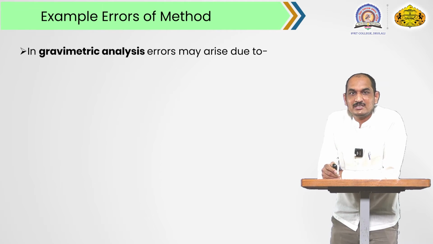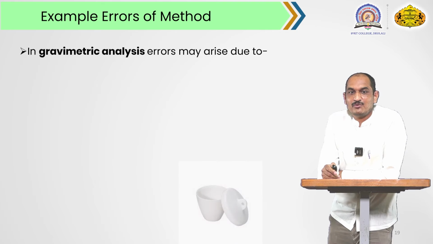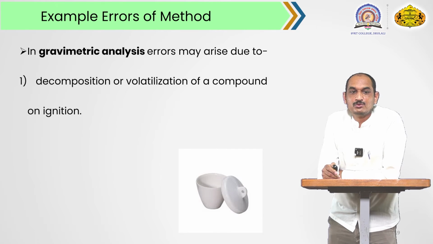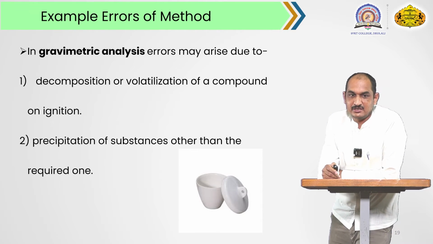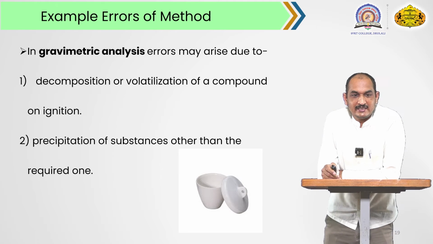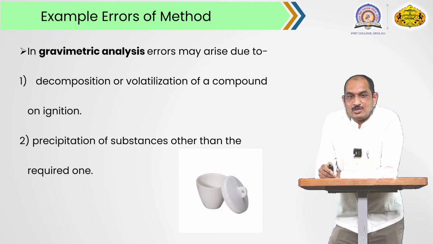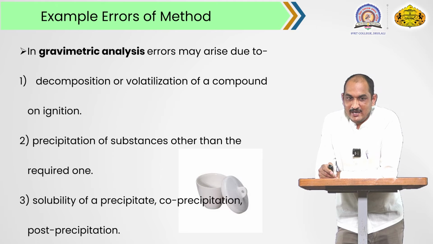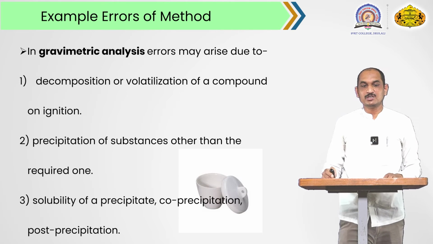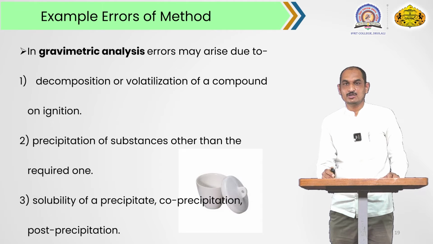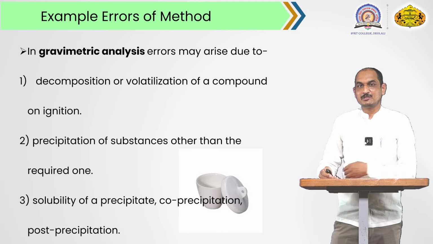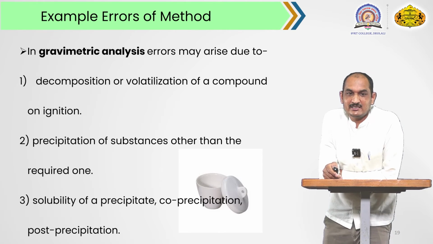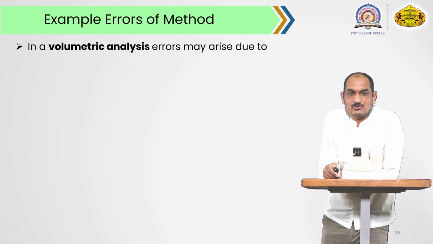When we consider gravimetric analysis, such errors may arise due to the decomposition or volatilization of compounds on ignition. Second, due to the precipitation of substances other than the required one, and due to the solubility of the precipitate, co-precipitation and post-precipitation phenomena during the gravimetric analysis. These are some well-known examples of errors of method.